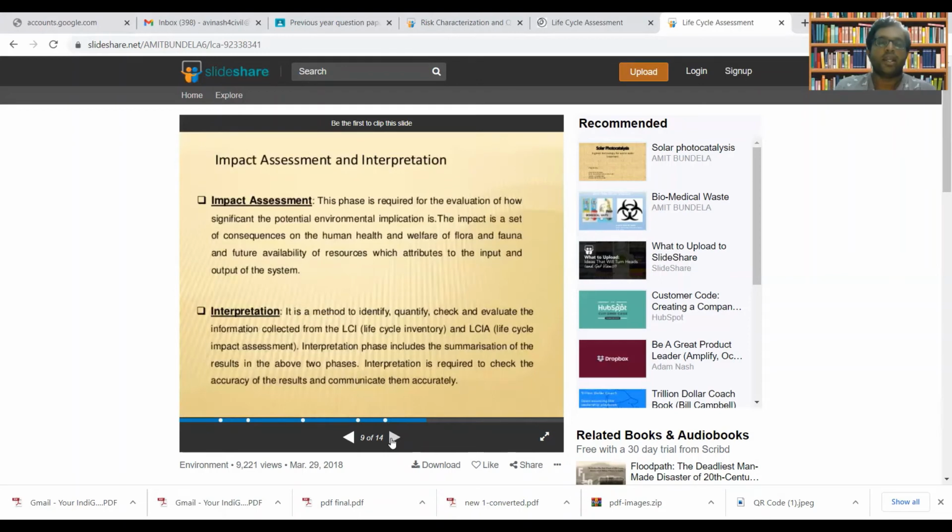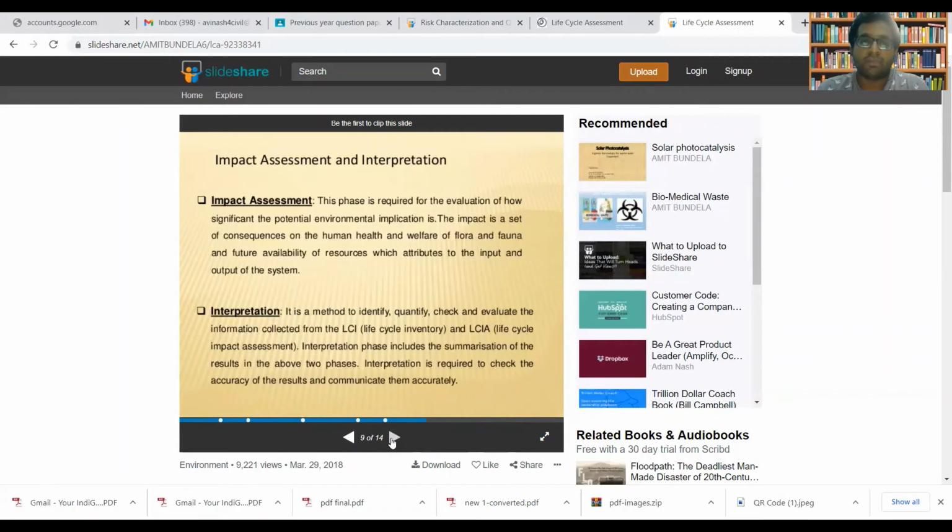Third step is impact assessment. What is the particular environmental implication of the process, and how significant is it? This needs to be evaluated. So the impact assessment stage includes the evaluation of the significance of the environmental implication.